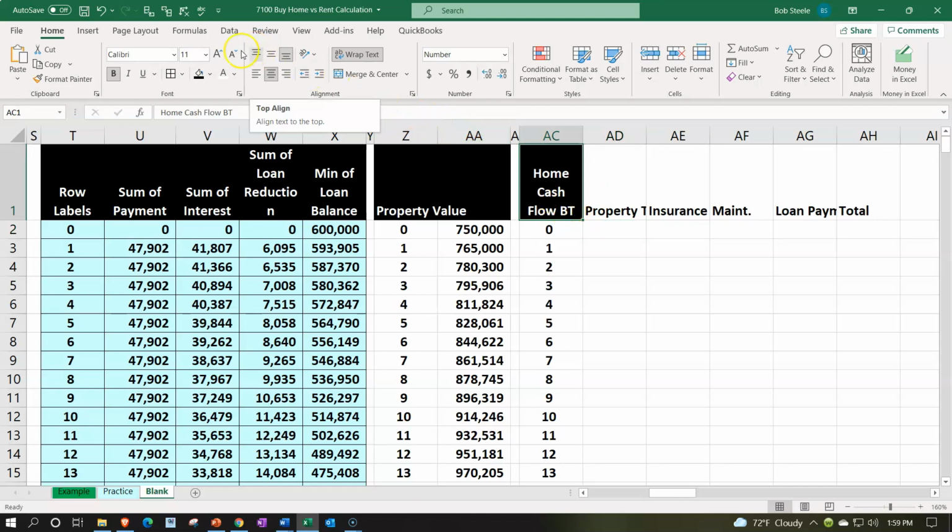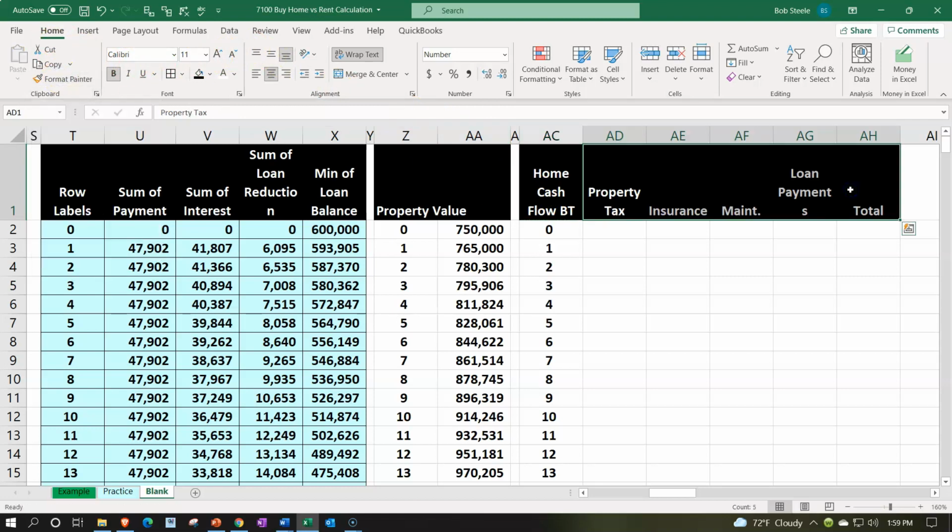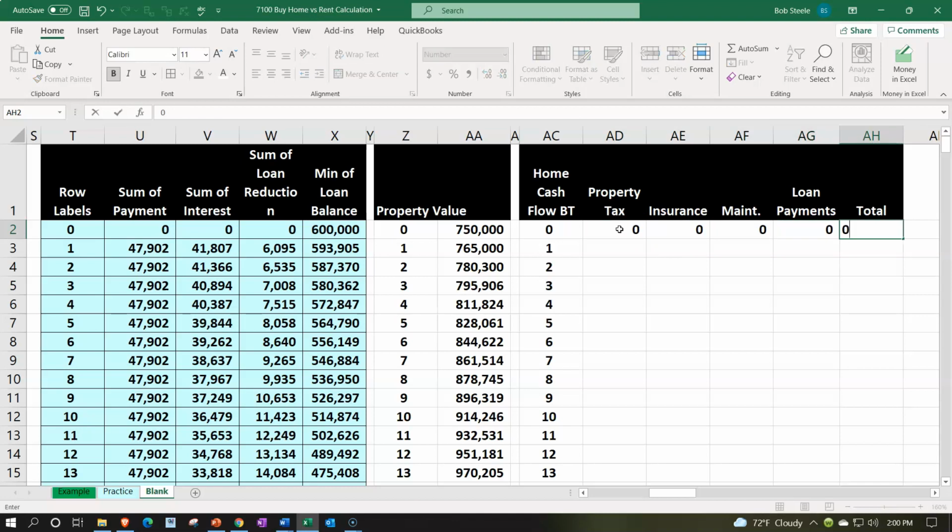And so let's go to the home tab, format paint this thing. Format paint this across. So we've got our headers there. It's all centered. Let's make this one a little wider. So that looks good. Okay, so property taxes. Obviously we've got nothing at period 0 up top for these items.